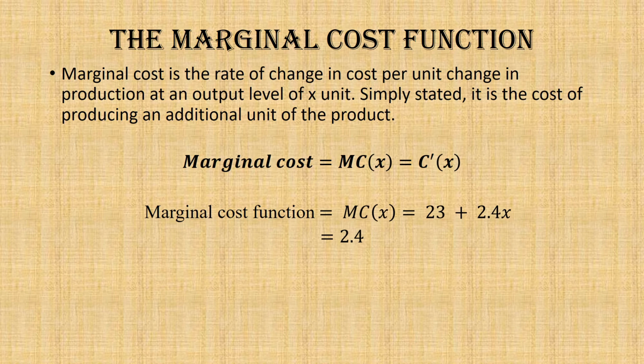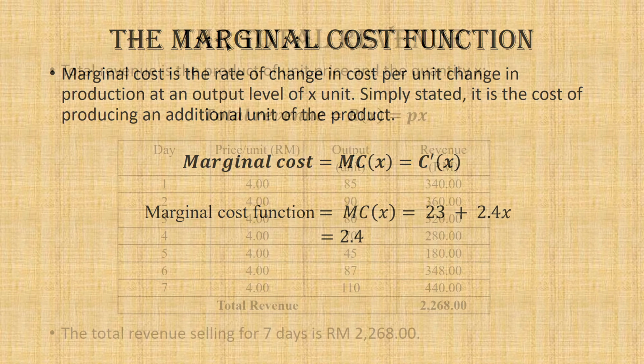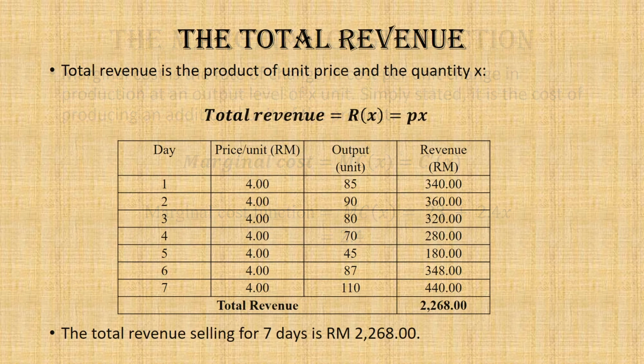Marginal cost is the rate of change in cost per unit change in production at an output level of x units. Simply stated, it is the cost of producing an additional unit of the product. The formula of marginal cost is C'(x). The marginal cost function, from 23 plus 2.4x, is 2.4.